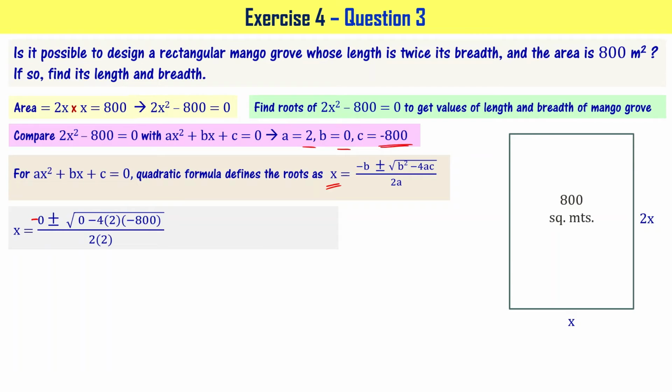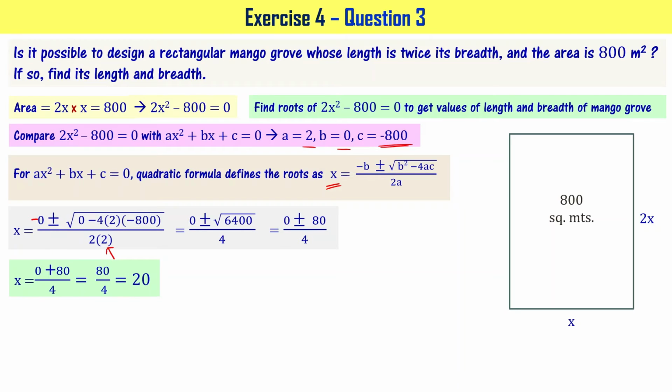Zero plus or minus square root of 0 minus 4 times 2 times minus 800, divided by 2 times a, that is equal to 2 times 2, right? So when you simplify this, you can write it as x equal to 0 plus or minus square root of 6400 divided by 4. That can be further written as 0 plus or minus 80 divided by 4, right? I can take the plus symbol. In that case, x is going to be 80 by 4, that is equal to 20, right? If I take the negative sign shown here, then x is going to be minus 80 by 4, that is equal to minus 20.